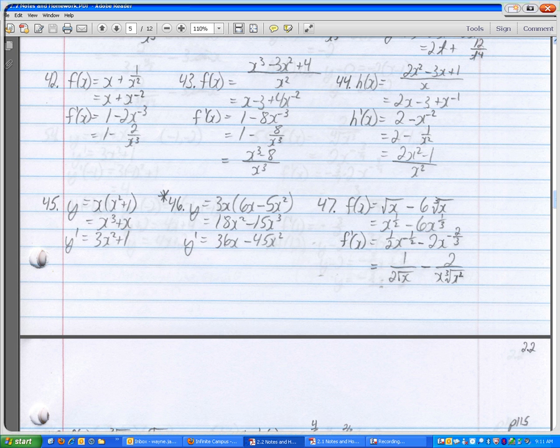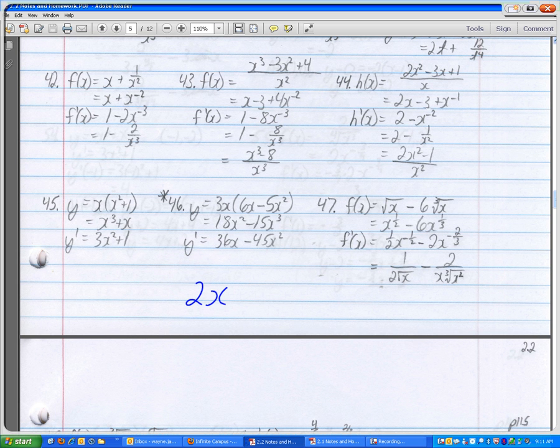Well, now you know what to do for 44, don't you? Same kind of thing. 2x squared divided by x is 2x. Negative 3x divided by x is negative 3. And 1 divided by x you can write as x to the negative 1. Then the derivative of 2x is 2. That's the combination rule, all right?